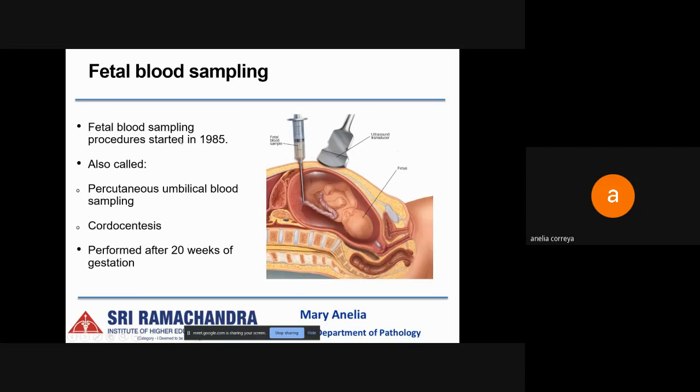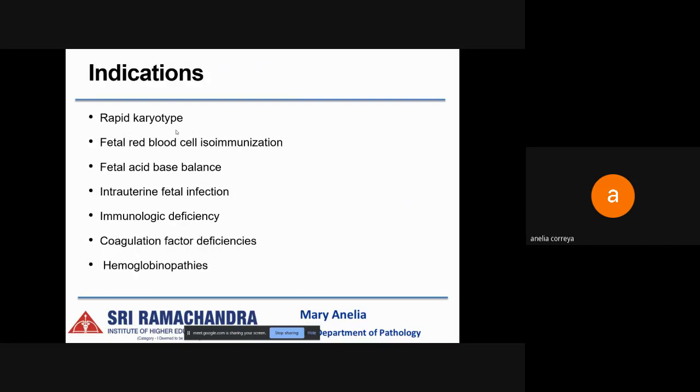The next invasive test is fetal blood sampling, which was started in 1985. It is also known as percutaneous umbilical blood sampling or cordocentesis, and it is generally performed after 20 weeks of gestation because that is when the umbilical blood vessels will be of appropriate size. The main indications for fetal blood sampling are rapid karyotype, fetal red cell immunization, fetal acid-base balance, intrauterine fetal infections, immunological deficiencies or coagulation factor deficiencies, and hemoglobinopathies.